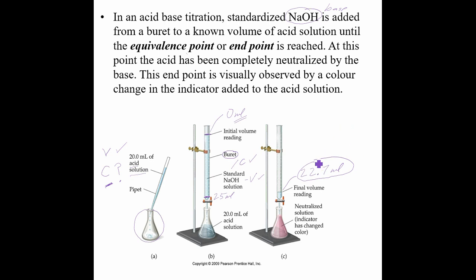In fact, with the burettes, we can measure to 2 decimal places. So we can actually record this to 22.75, for example. So very, very specific volumes that can be delivered.